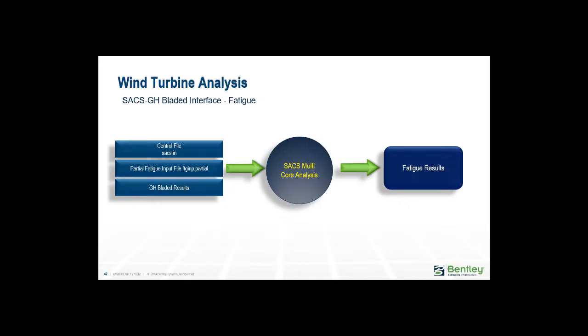Again, the analysis process is very simple, similar to the uncoupled. For a fatigue analysis, we supply a control file, a partial fatigue input file, and a GH Bladed results file, or all the result files, or directories, I should say. Then we conduct a multi-core analysis, and then we generate the fatigue results.